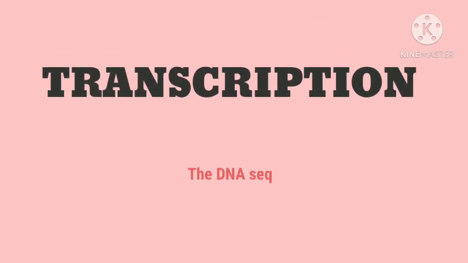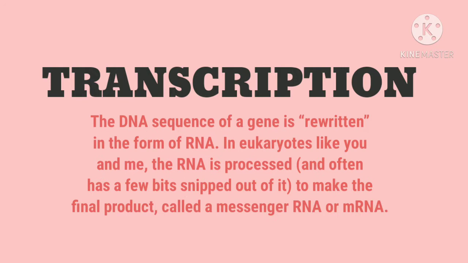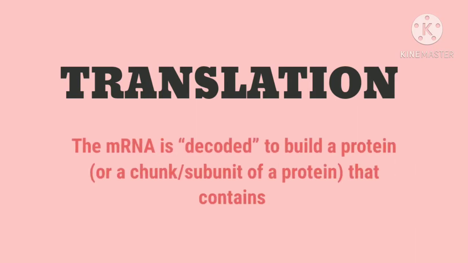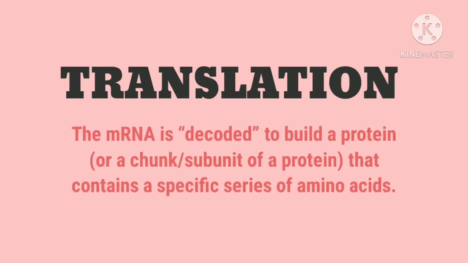Step 1, transcription. Here, the DNA sequence of a gene is rewritten in the form of RNA. In eukaryotes, like you and me, the RNA is processed to make the final product called a messenger RNA, or mRNA. Step 2, translation. In this stage, the mRNA is decoded to build a protein that contains a specific series of amino acids.